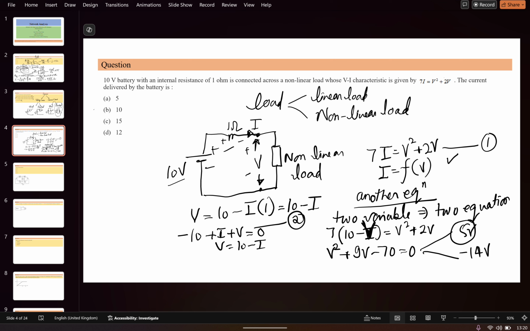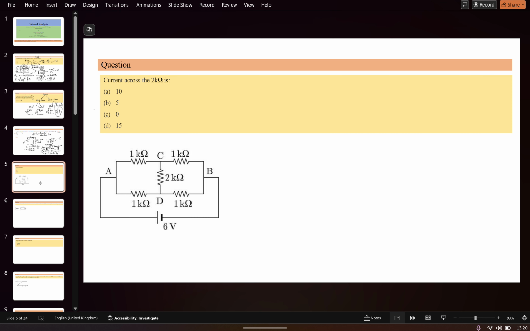If you consider the current, because we wanted to know the current delivered by the battery, the current will flow like this. So I is equal to 10 minus V, which means 10 minus 5 is equal to 5 amps. So 5 amps is the correct answer for this question. If a nonlinear load is given with one equation, you need another equation by looking at the circuit topology.